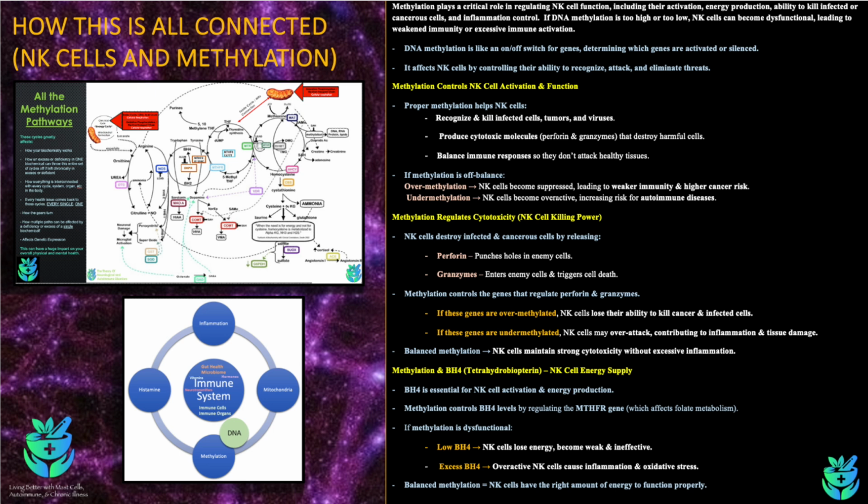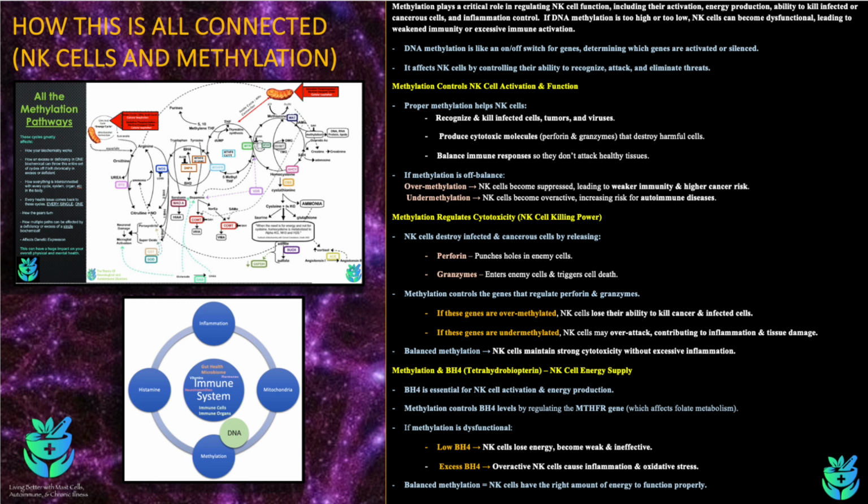Methylation regulates cytotoxicity, so the natural killer cells' killing power. Natural killer cells destroy infected and cancer cells by releasing perforin. The perforin punches holes in the enemy's cells. Granzymes enter the enemy's cells and trigger cell death. Methylation controls the genes that regulate perforin and granzymes.